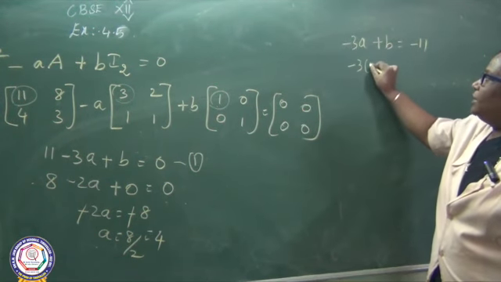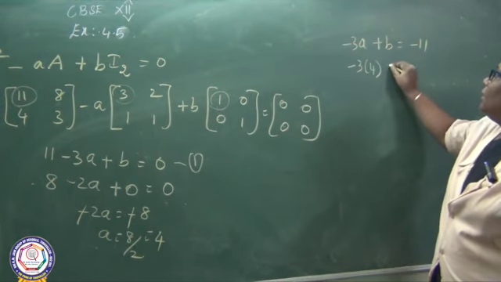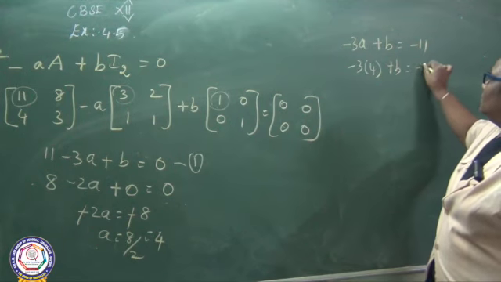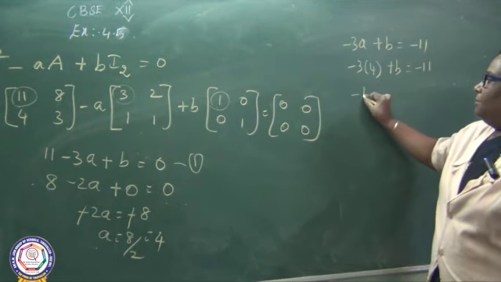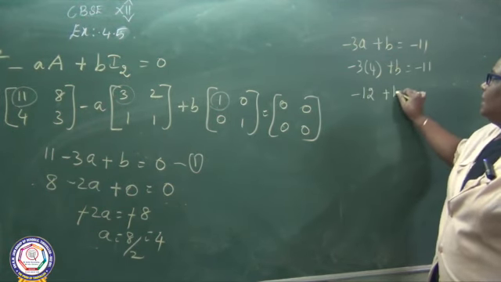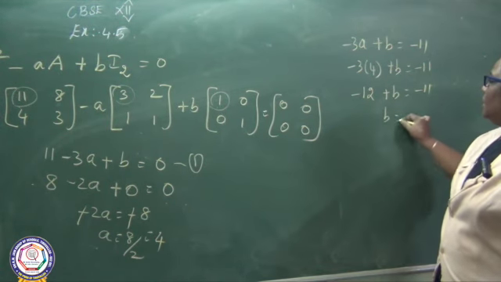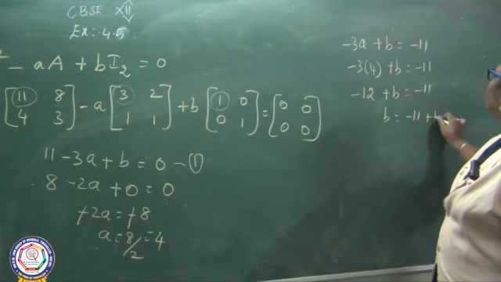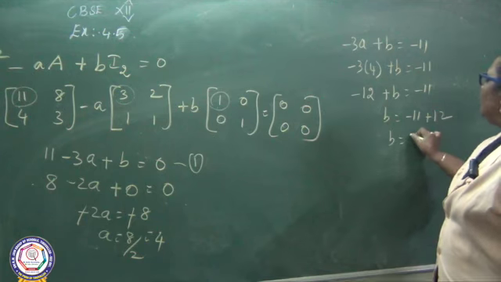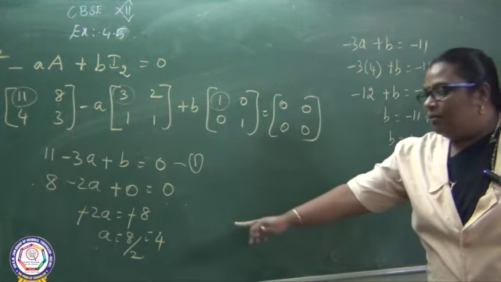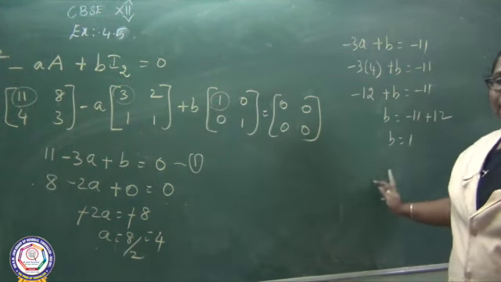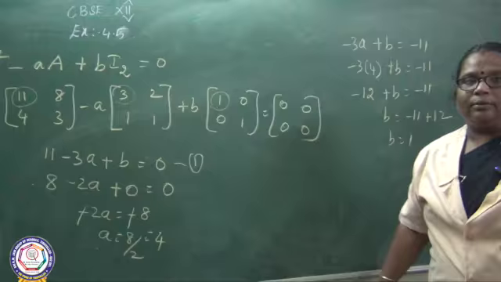Minus 3A plus B equal to minus 11. Minus 3 into, what is the value of A? 4, plus B equal to minus 11. Minus 12 plus B equal to minus 11. B equal to minus 11 plus 12. B equal to 1. So, A value equal to 4 and B value equal to 1.